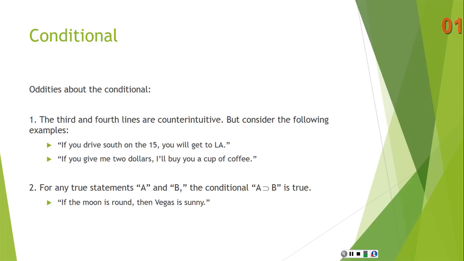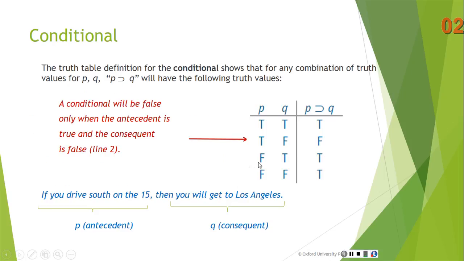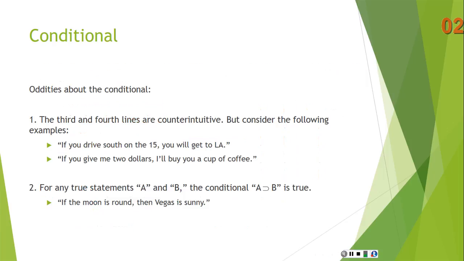So first, the first oddity is the third and fourth lines. They seem to be false. So let's go back. When P is false and Q is true, the whole thing comes out true. When P is false and Q is false, the whole thing comes out true. But I think if you consider it in relation to an English statement, you'll see that it's not so odd, although it still retains some oddity, I think.